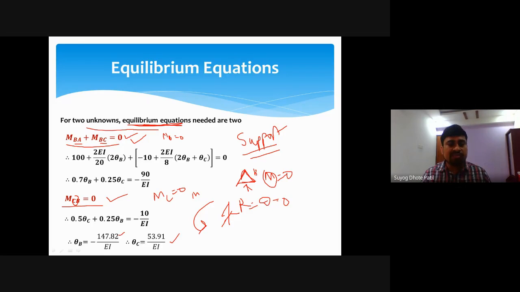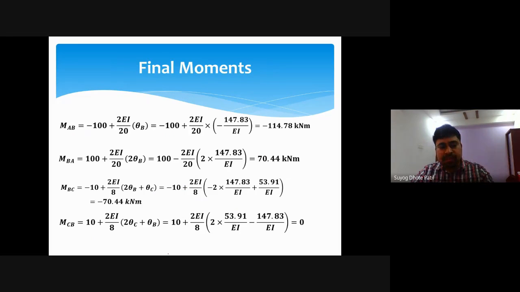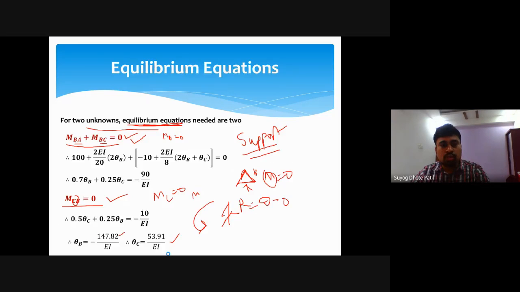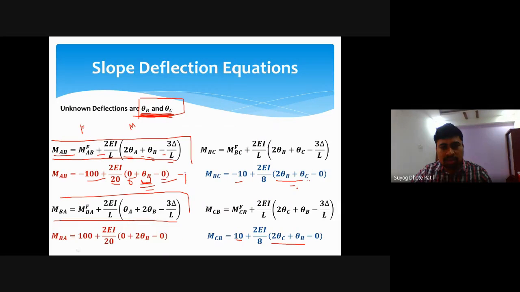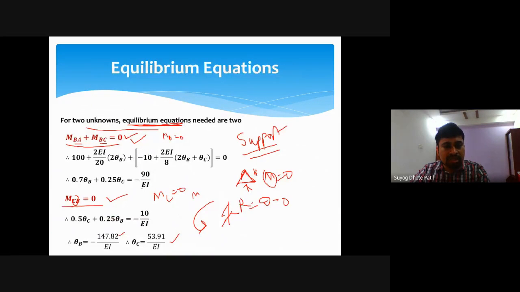By doing this, we have calculated theta B and theta C in terms of EI. Now substitute back in the equations. These are the basic equations: this is 2, this is 3, and this is 4. These four equations, back substitute the values of theta B and theta C. Or we can say we have equation A and equation B; by solving A and B, we will get theta B and theta C.